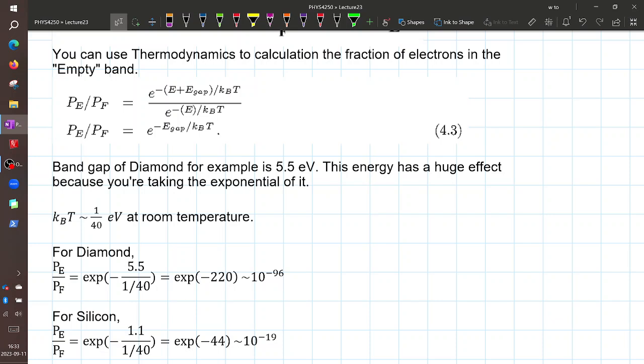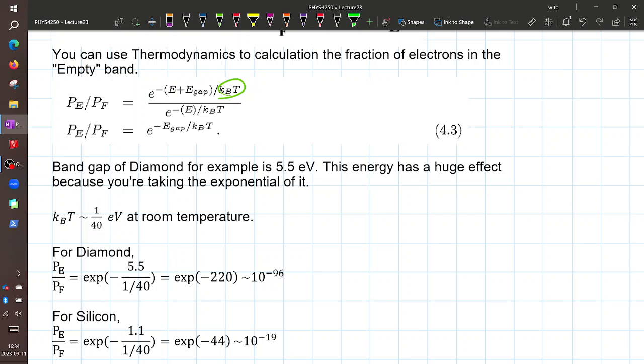To calculate this, you take the exponential of negative (E gap) divided by kBT, and just take kBT to be 1/40th electron volts. So for example, if whatever is up here is 1/40th, it is e to the negative 1.